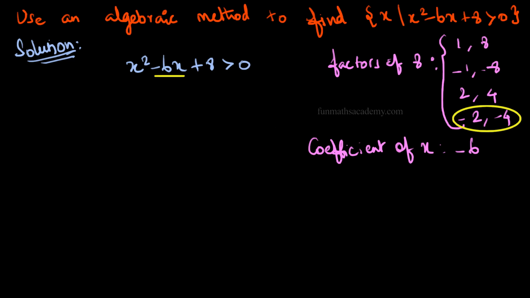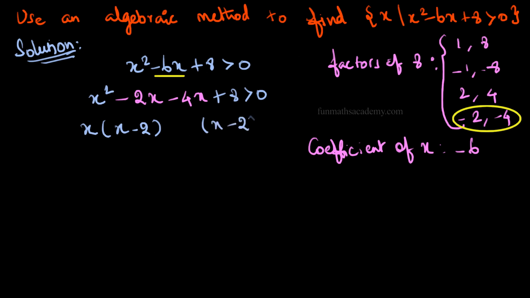Now let us replace these two values in the place of minus 6 in the quadratics. We will then get x squared minus 2x minus 4x plus 8 is greater than 0. When you pull out x from the first two terms, we get x into x minus 2. By keeping x minus 2 as a common factor for the remaining two terms, we can pull out the common term minus 4 and rewrite it as minus 4 into x minus 2.